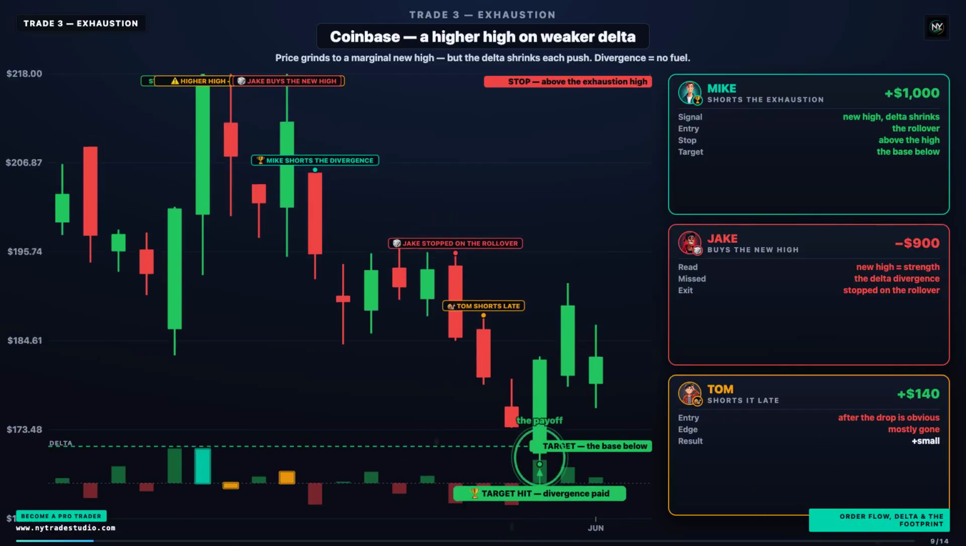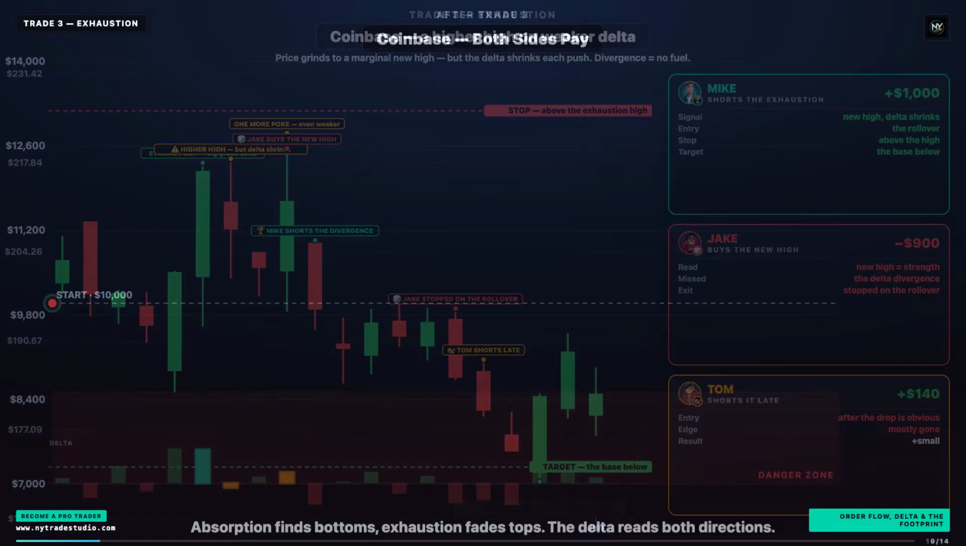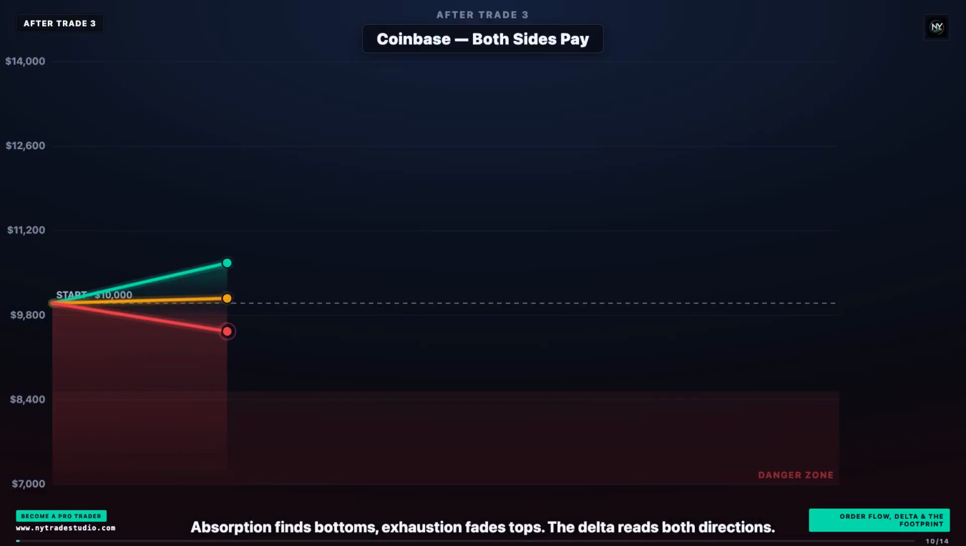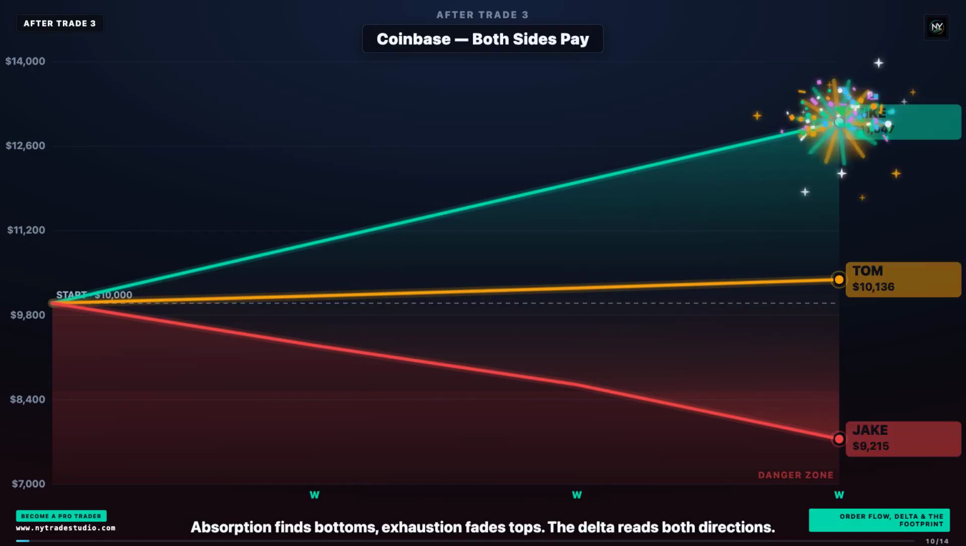A new high with shrinking delta is not strength. It is the last buyers walking through the door. 3 for 3, and this one was a top, not a bottom. Absorption finds the floors, Exhaustion fades the ceilings, and the same one number reads both. Jake has bought a top to go with his 2 bottoms.